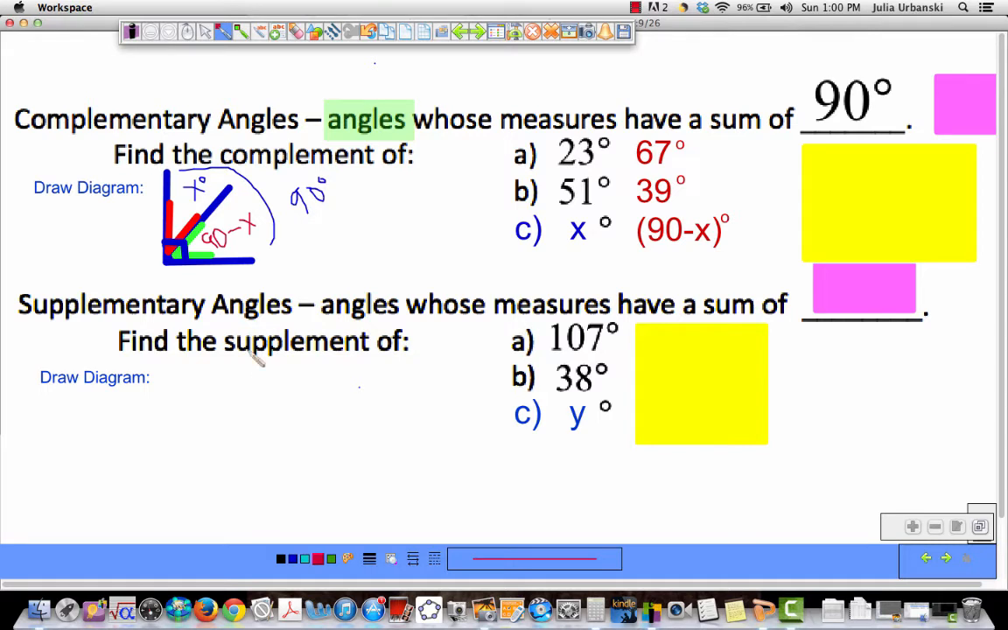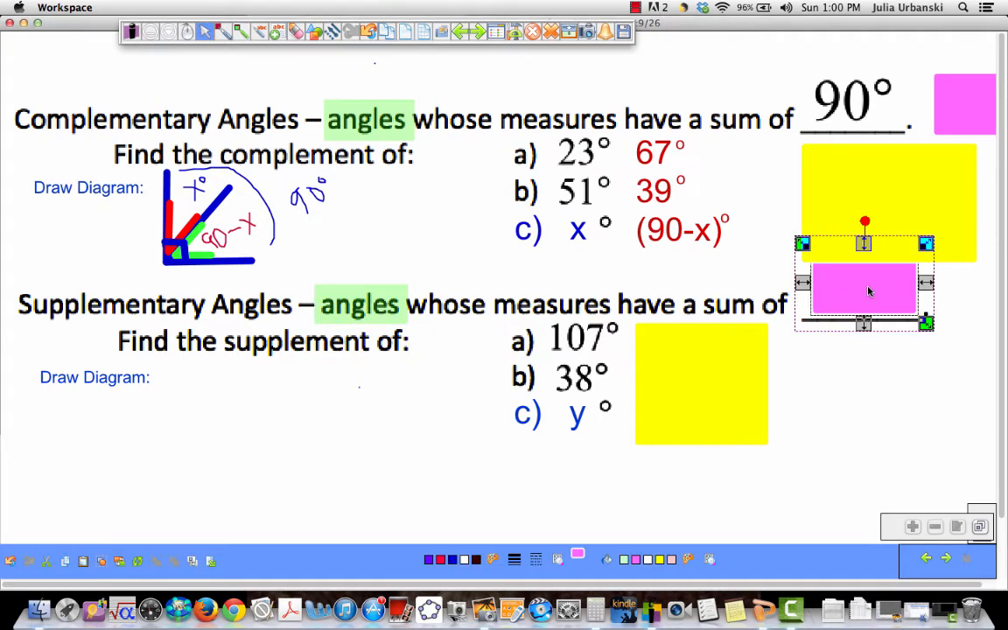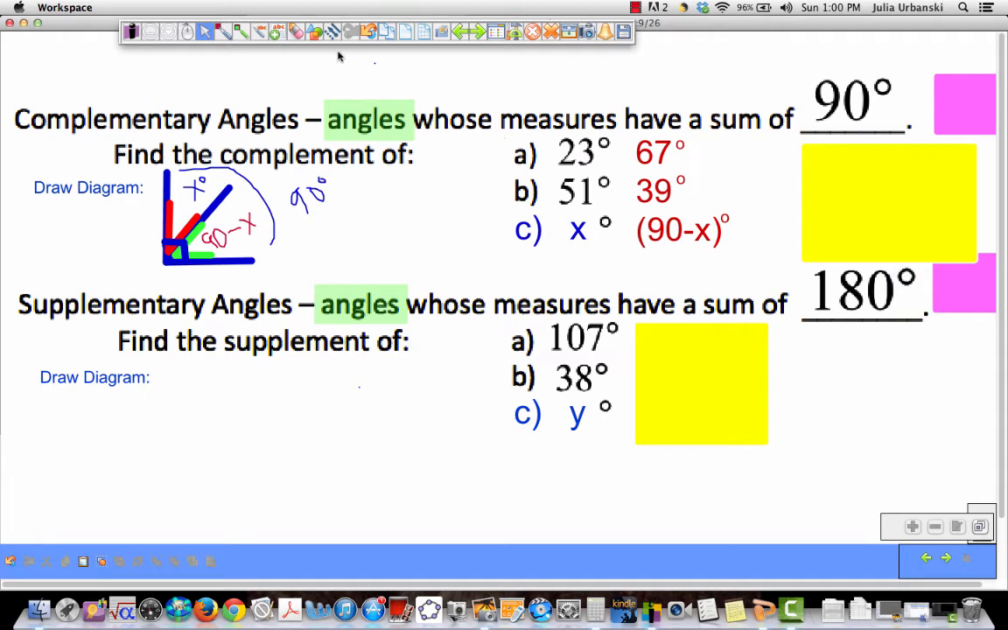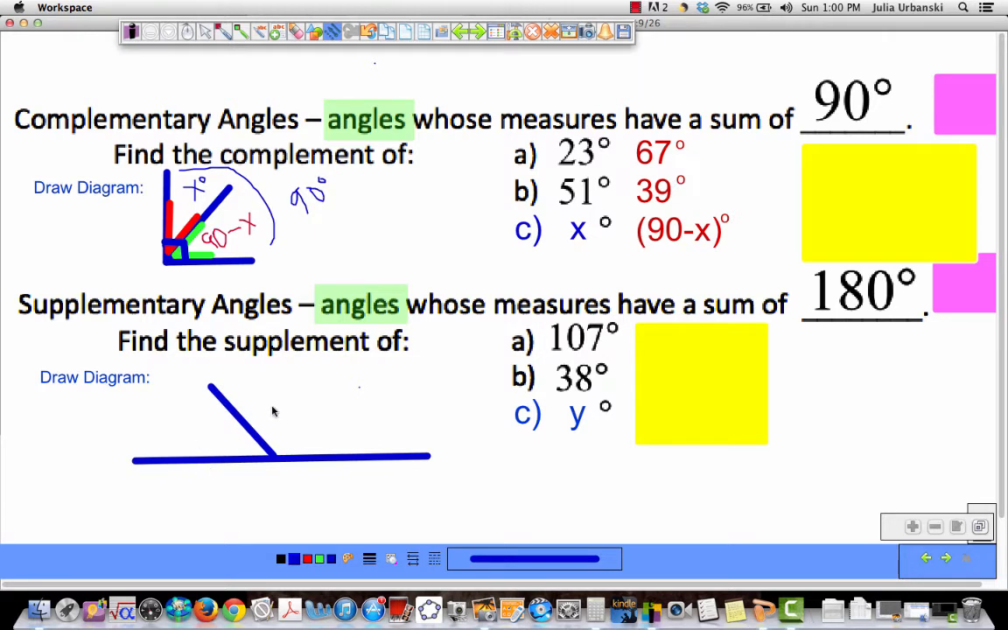For supplementary, it's going to be the same idea. It's two angles. It has to be more than one who have a sum of 180 degrees this time. And think about it. 180 degrees is the same as a straight line. So draw a straight line over here. That's what supplementary is going to mean. But it's not just one angle. It has to be two or more angles. It has to be a plural. So draw another line in the interior so that you can see the three angles happening here.